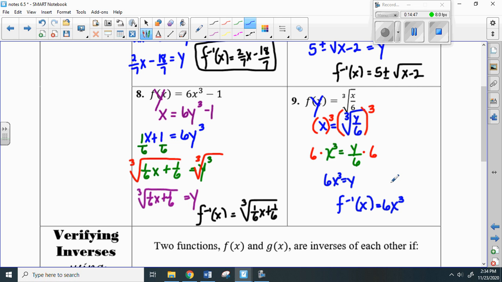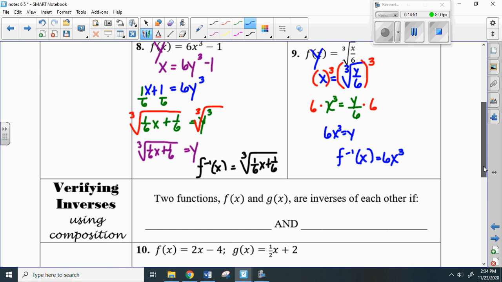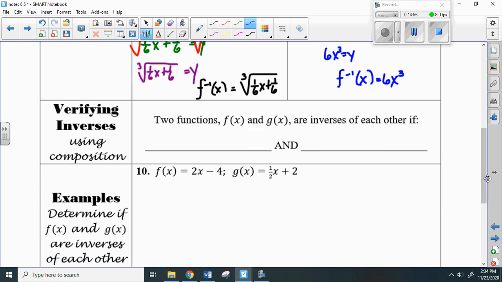Okay, now what else are we going to do with inverses? And what does that have to do with other things that we've done in this chapter? Well, sometimes you're going to be given two functions, and you're going to be asked if the two functions are inverses of each other. Okay, now that doesn't mean sit there and figure out the inverse for the first one, figure out the inverse for the second one, and see if they match. Okay, it doesn't work like that.